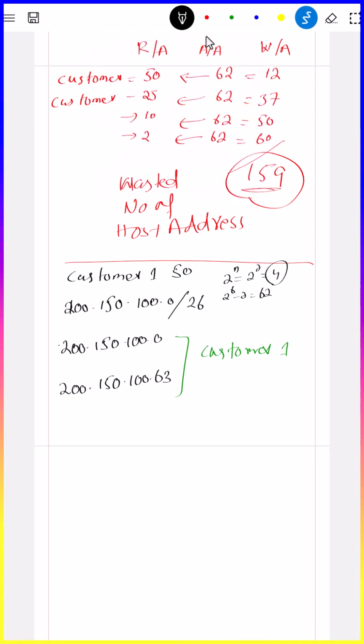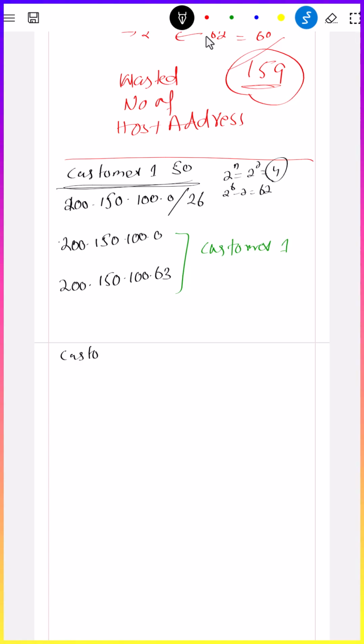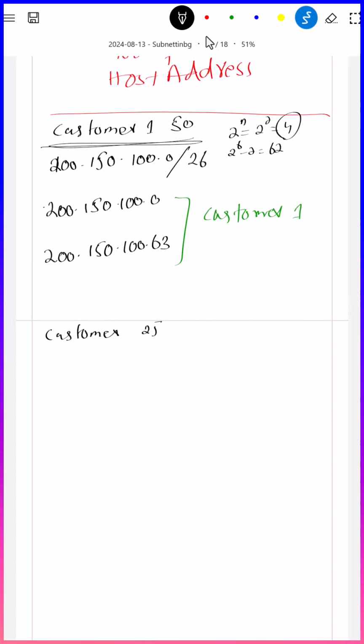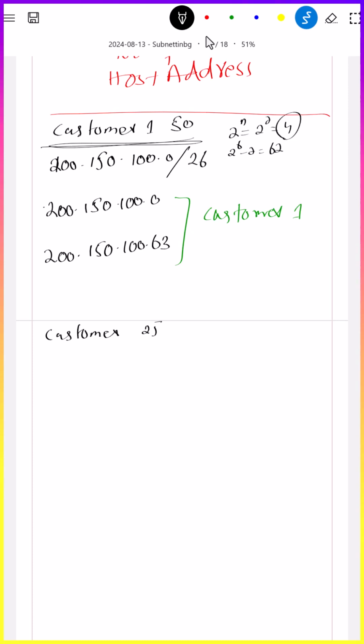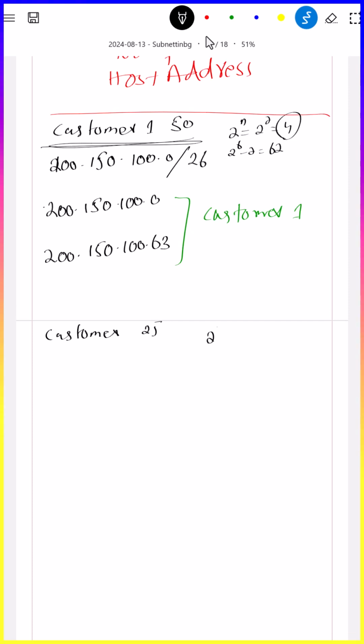Okay, next, customer 2 was required how many addresses? Customer 2 was required 25 addresses. Okay, so now /26 is giving me 64 addresses per network, which is more than my required number of addresses. So I should decrease the number of hosts. Like, let me use 5 host bits. 2 power 5 is equal to 32, minus 2 is equal to 30. So 30 and 25. Here I have minimum number of wastage. So I will take CIDR value 27.